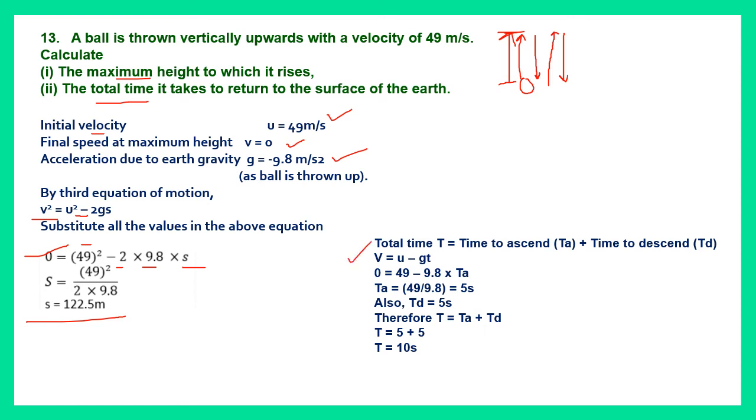V is equal to u minus gt. Again, we have taken g as negative. So after substituting the value, we will get t is equal to 5 seconds. Okay. And then 5 seconds in coming down. So total t will be 10 seconds. So the ball will cover 122.5 meter before it starts coming downwards, and the total time taken by the ball is 10 seconds.